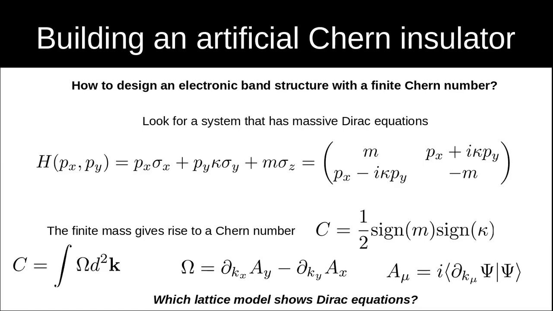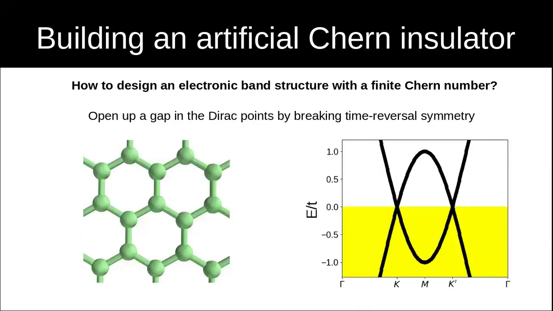So if you now compute what is the Chern number of this Dirac equation, and for that you just need to compute the eigenstates, from the eigenstates the Berry curvature, and then integrate the Berry curvature, what you actually will see is that the Chern number is 1/2 times the sign of your mass times the sign that you have in front of the sigma y Pauli matrix. If you have a band structure that features Dirac equations with a gap, then you have a local Chern number.